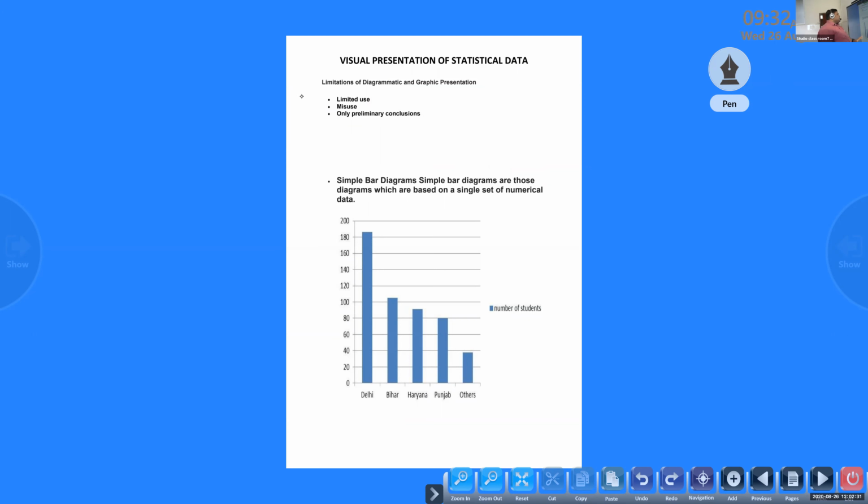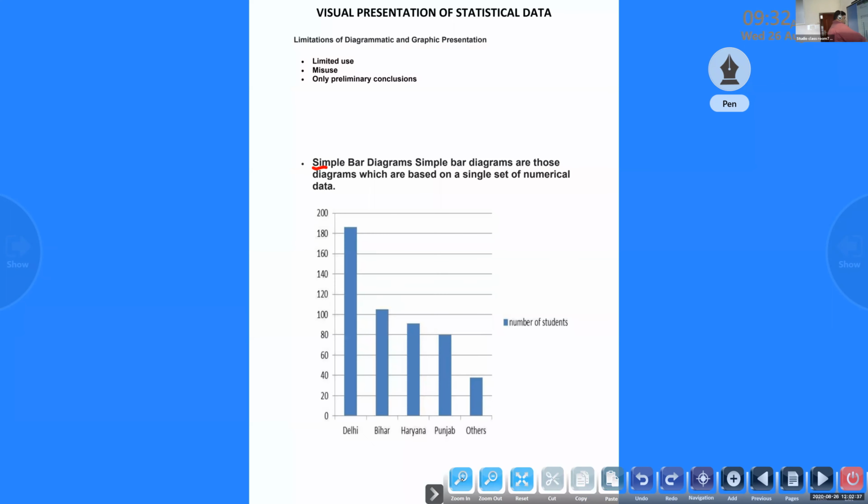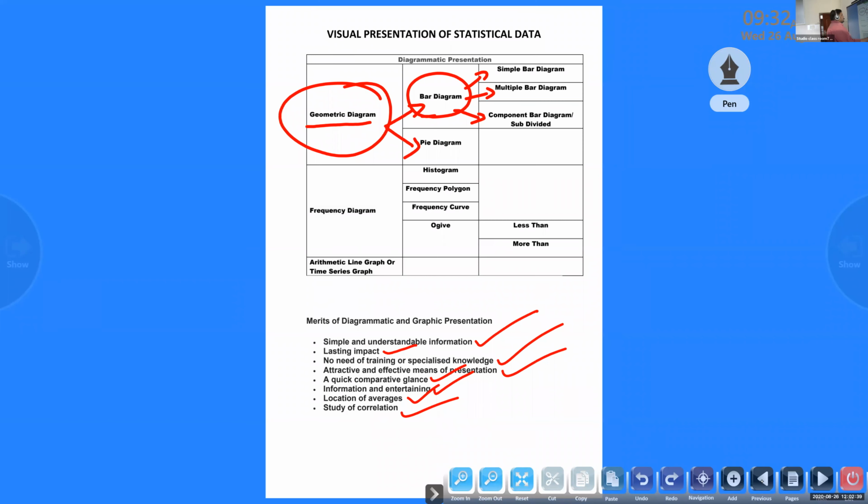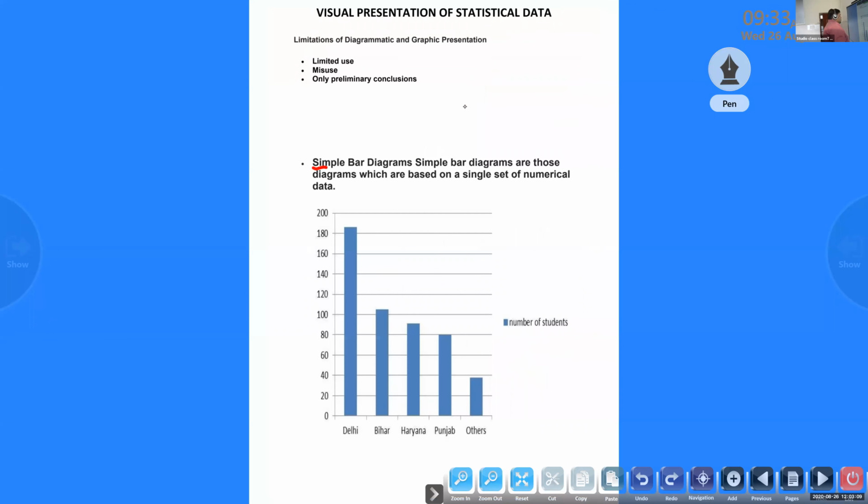Now you can see here a simple bar diagram. That's what we discussed. The bar diagram can be divided into simple bar diagrams, multiple bar diagrams, component bar diagrams, subdivided bar diagrams, and one more, the percentage bar diagram. So today we are discussing the simple bar diagram. We know it is always presenting one single set of data. Is that correct or not? Yes, sir. Yes, of course.